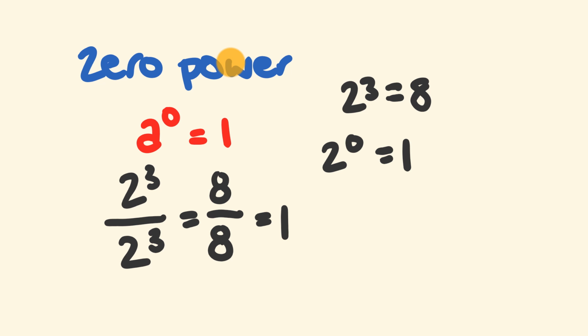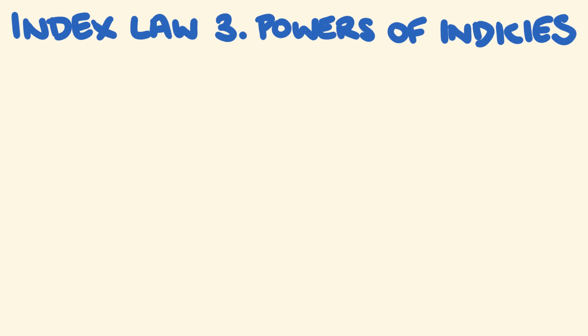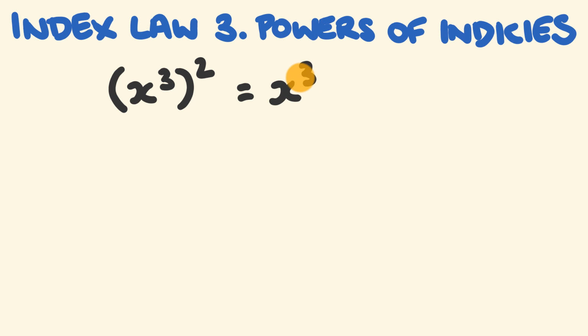So let's have a look at law 3. So index law 3, we're going to look at powers of indices. An example of this, say we had something like this here. Say we had x to the power of 3, and that whole thing there was being squared. What would that be equal to? Now we could go through and expand that out, where we'd say that this is equal to x to the power of 3 multiplied by x to the power of 3. All right, pretty easy. We use index law number 1 now to solve this. This would be equal to 3 plus 3 is equal to 6, x to the power of 6.